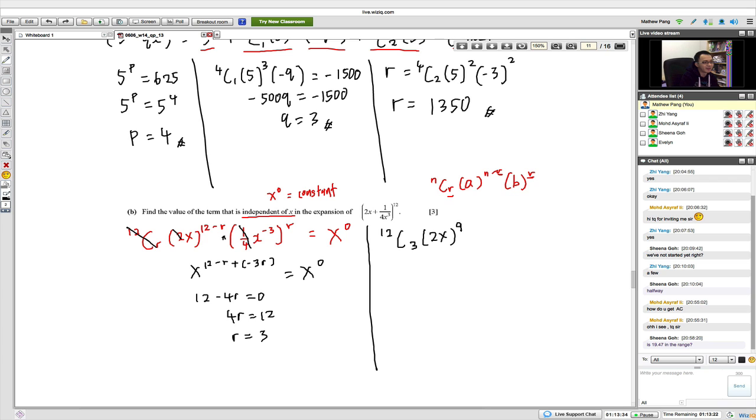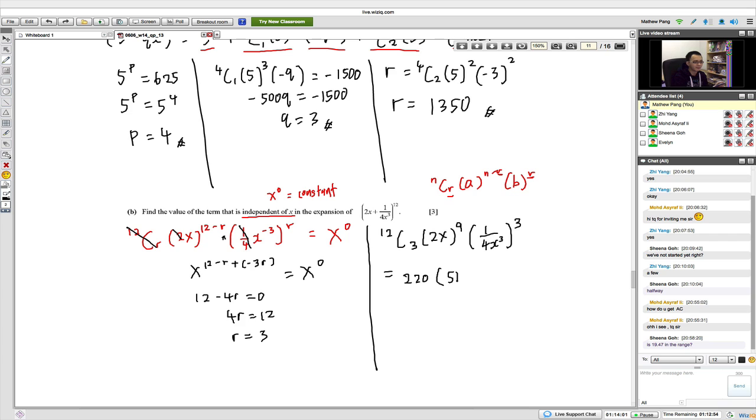and then this is 1 over 4x cubed to the power of 3. Just solve this one out, then you can get the correct answer. Okay, so it's 12 C 3. So you will get 220. The power is quite big. 2 to the power of 9, 512.